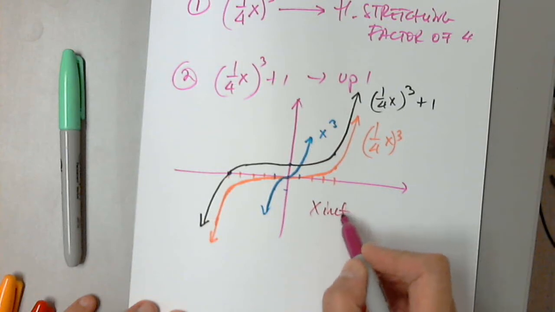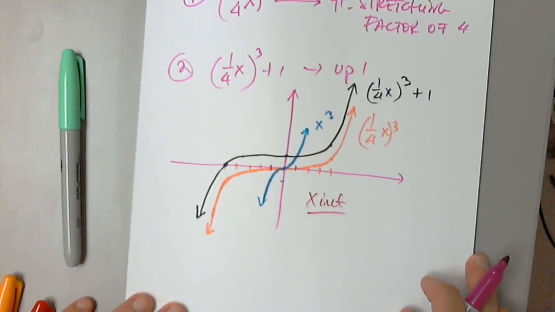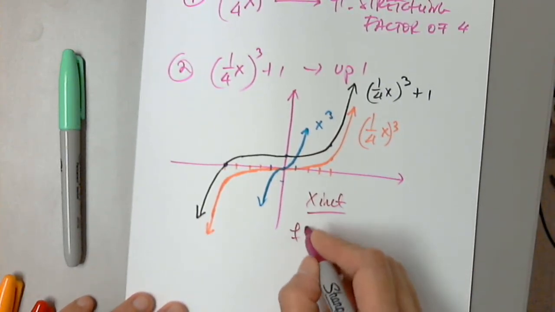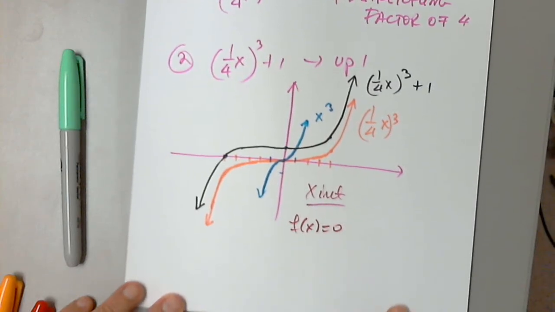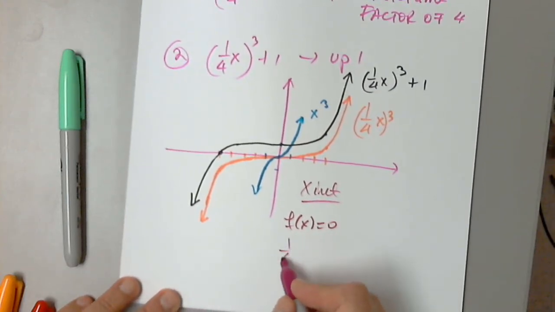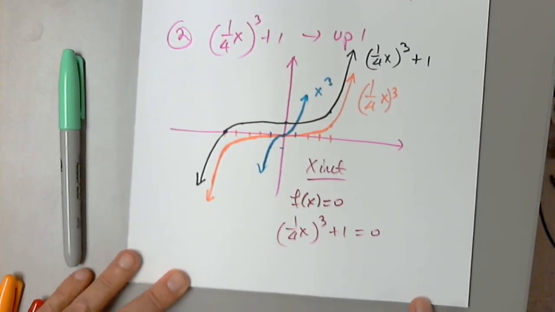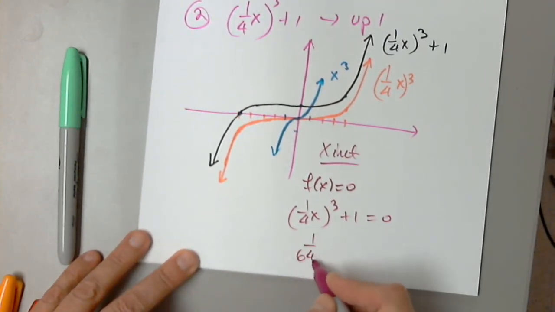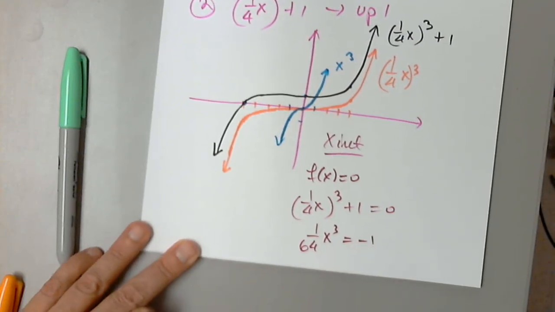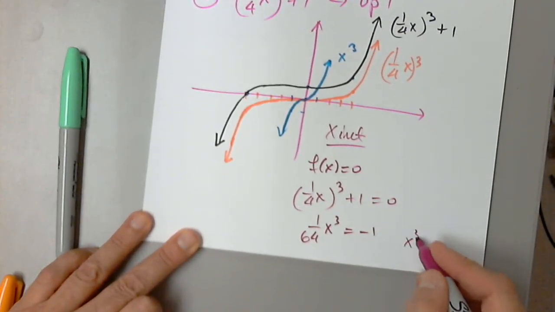So let's find the x-intercept. I have to set f of x equal to 0 to find the zeros of the function. 1/4 x to the third power plus 1 equals 0. 1 over 64 x cubed equals -1. Or x cubed equals -64.